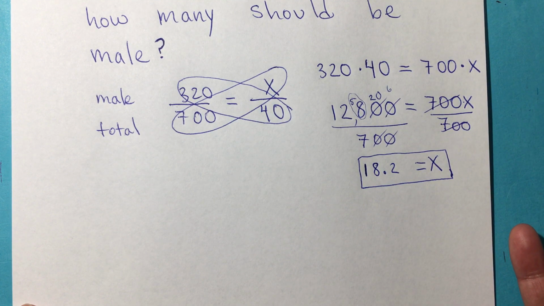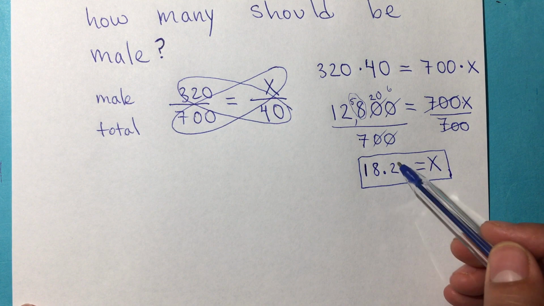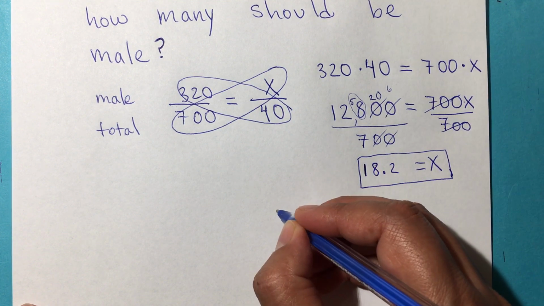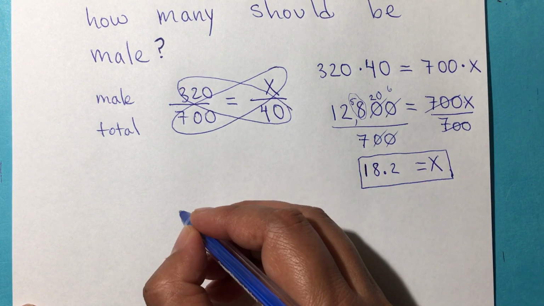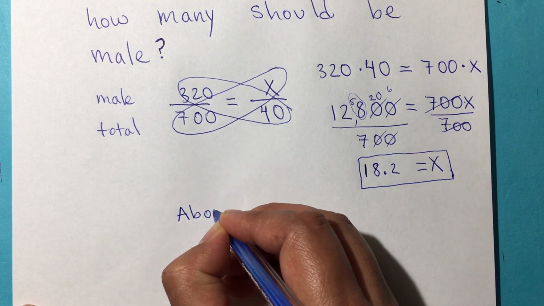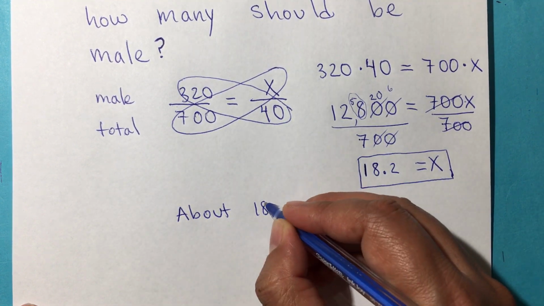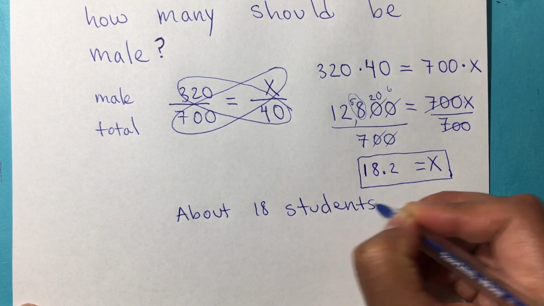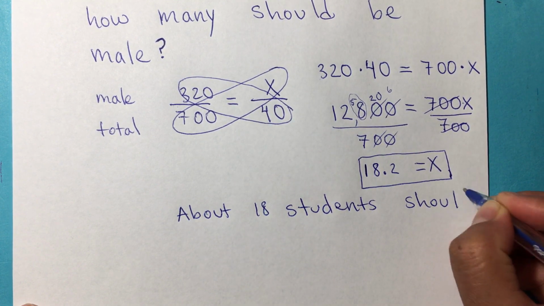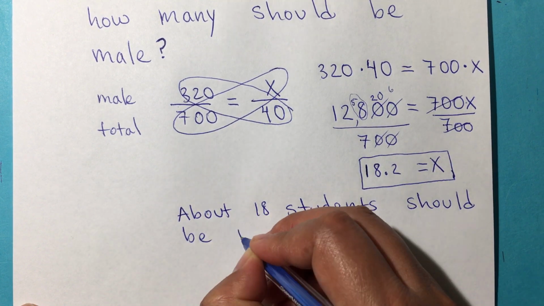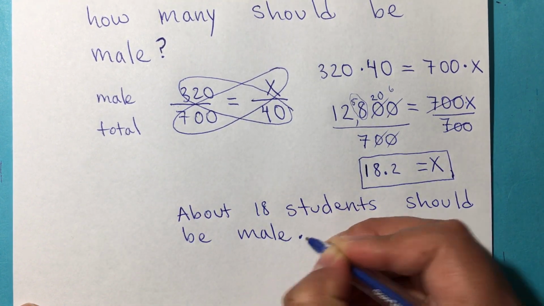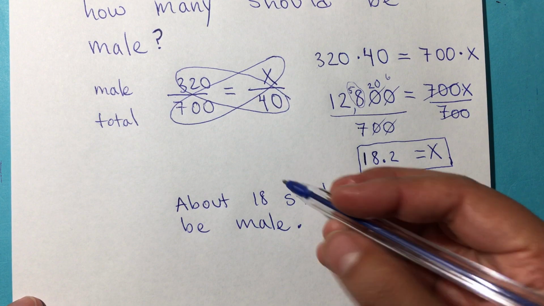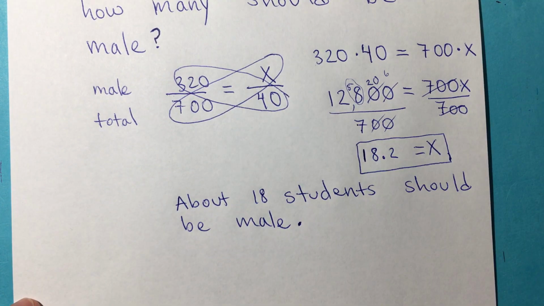Since it's people, we cannot have pieces of people, so we're going to say about 18 students should be male. Again, this is an estimate. It could be a little bit more, a little bit less, but it would give us a rough idea of about how many students would be male.